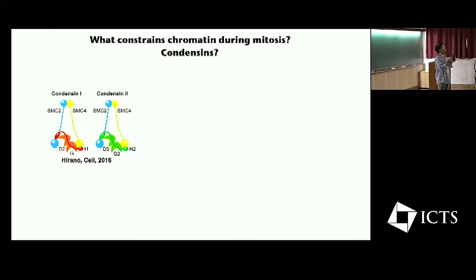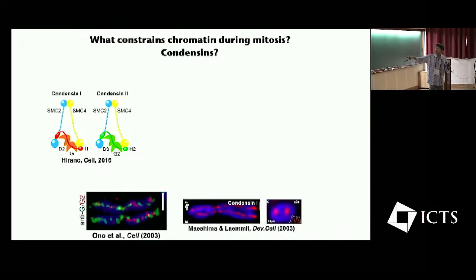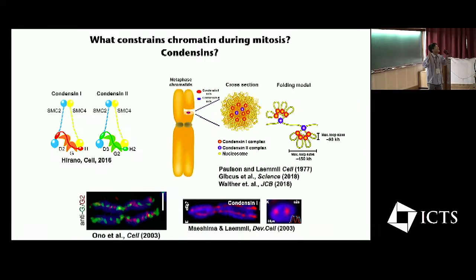Condensins are key players for mitotic chromosome assembly. In vertebrates, there are two condensins, condensin I and condensin II, and both locate around the chromosome center, like an axis. The current view is that condensin I makes small loops, like these red balls, and condensin II makes large loops at the base of the condensin I loops.